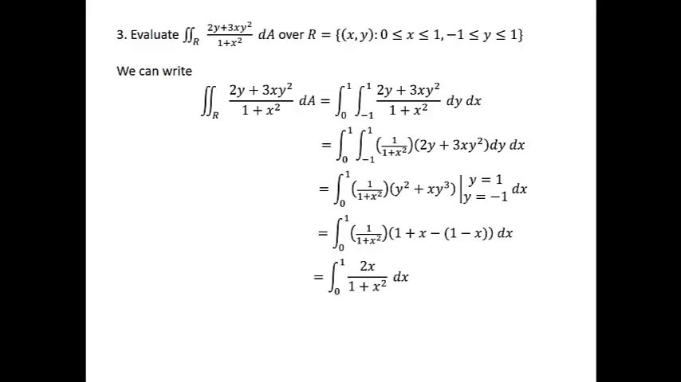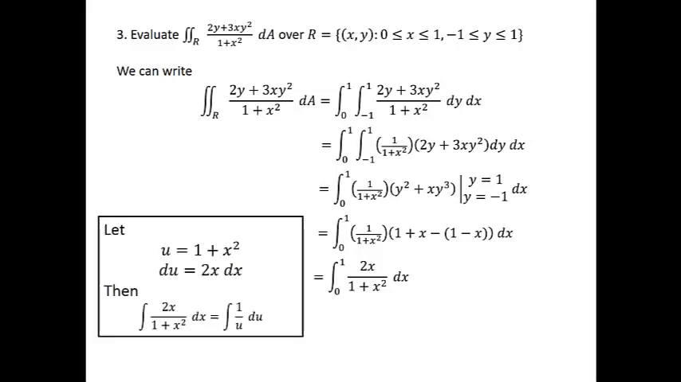This is a nice Calc 2 integral. We can do a u-substitution. Let u be 1 plus x squared, then du is 2x dx, and so our integral becomes the integral of 1 over u du. So we get the natural log of 1 plus x squared from 0 to 1. So our final answer is the natural log of 2.